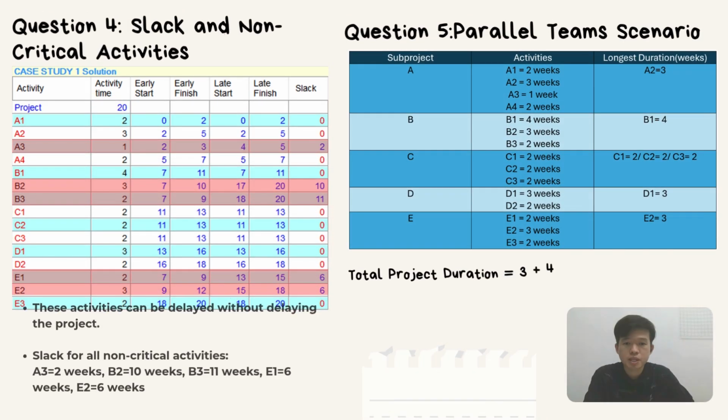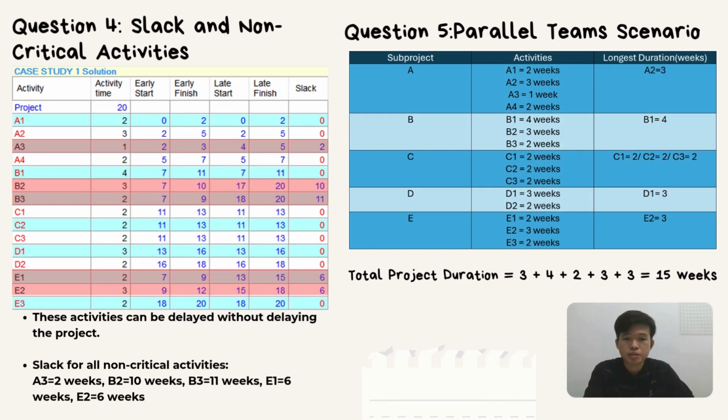For the question on slack and non-critical activities, I show a table and we highlight all activities that have slack. The slack tells us how much we can delay an activity without affecting the project's overall completion time, based on the table calculated using QM for Windows. We see that activities A3, B2, B3, E1, and E2 all have slack. For example, A3 has 2 weeks of slack, B2 has 10 weeks, and B3 has 11 weeks.